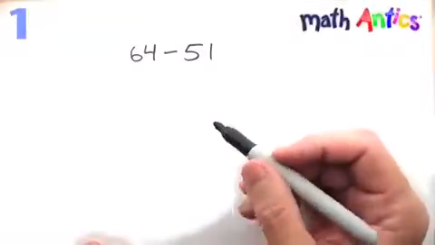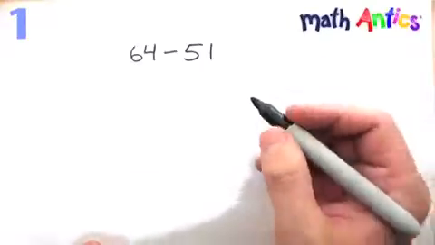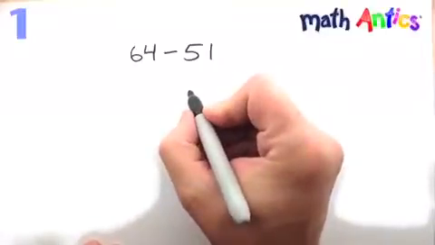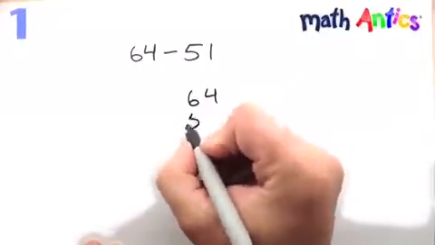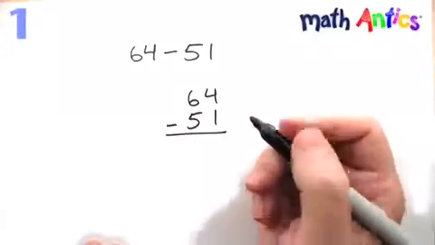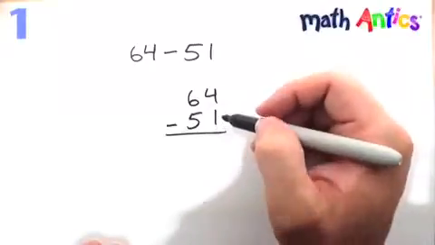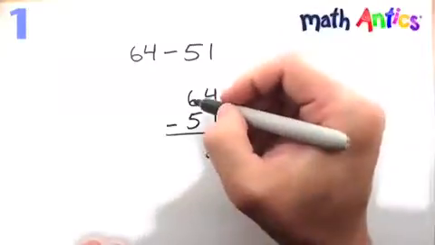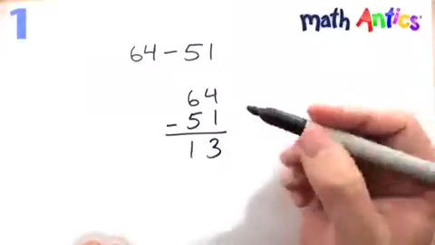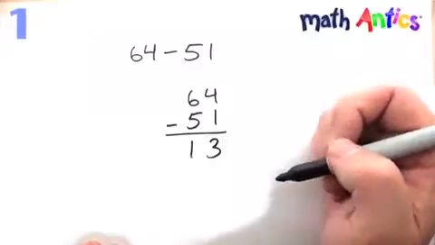Our first problem is 64 minus 51. Now the first thing we need to do is rewrite the problem in stacked form so we can use our procedure. So we have 64 on the top and 51 underneath with a minus sign. And now we go column by column. We have 4 minus 1, that equals 3. Then we have 6 minus 5, and that equals 1. So we put that in our answer line. And so we see that 64 minus 51 equals 13.